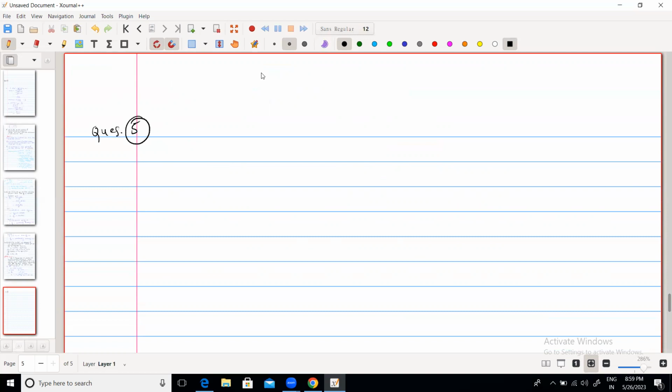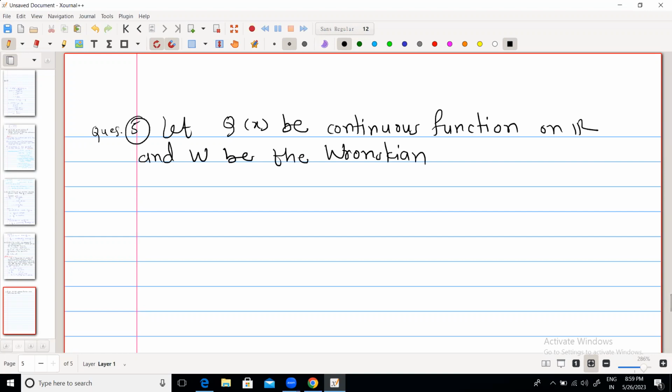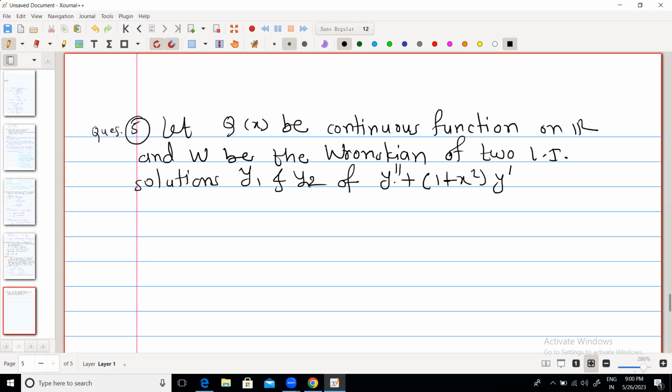Let q of x be a continuous function on R and W be the Wronskian of two linearly independent solutions y1 and y2 of the differential equation y double dash plus 1 plus x square y dash plus q of x y is equal to 0.